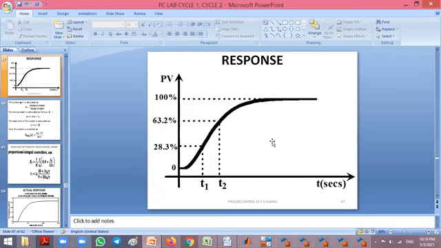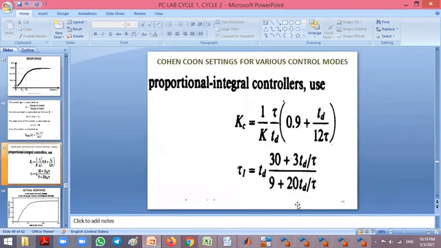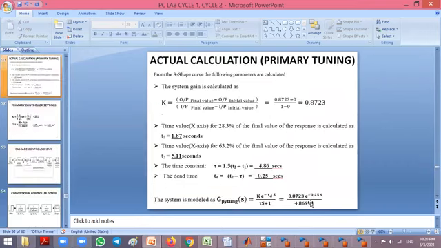Now from this S-shape curve, I'm going to calculate all the parameters: K, tau, and TD, and find the model of the process. Generally, for cascade control or any controller, we will be using PI control action. So for the primary controller, I'm going to use PI mode. I do the PI controller settings of Cohen-Coon tuning. I'll find the Kc and Ti values using this formula, and from that I will find the closed loop.